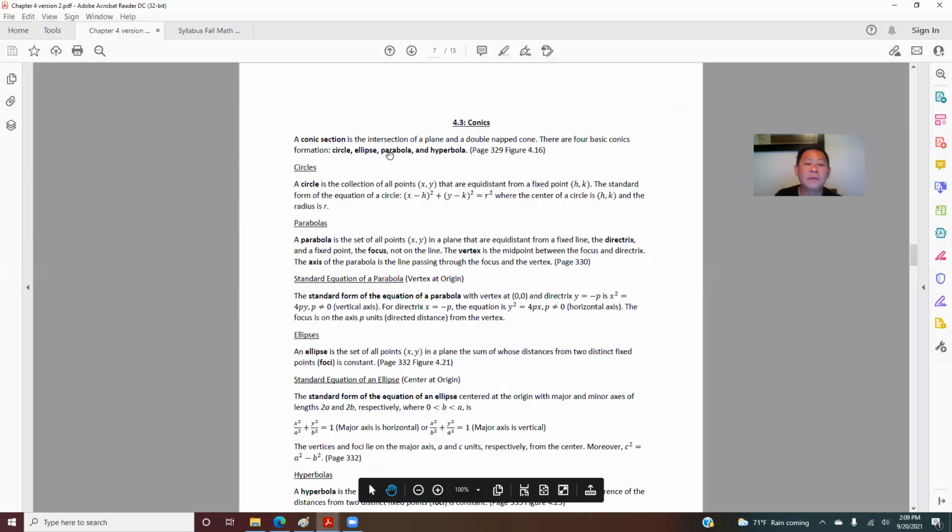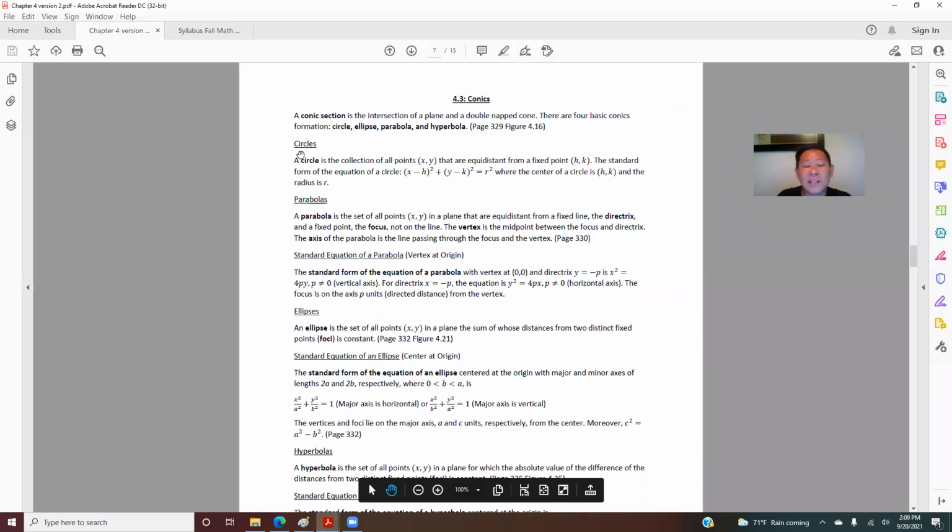Okay, so it's all in here. So there's a picture. The first one is called a circle. A circle is a collection of all points (x, y) that are an equal distance from a fixed point (h, k). This (h, k) is what we call the center. And the equation is given by (x - h)^2 + (y - k)^2 = r^2, where (h, k) is the center of the circle and r in this case is your radius.